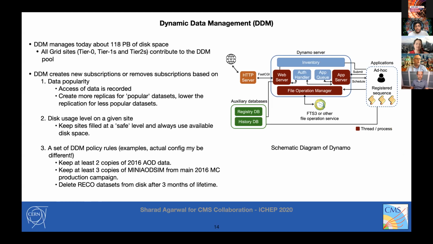DDM works on 3 main policies. The first one is data popularity. It creates more replicas for popular datasets and fewer replicas for less popular datasets. The second is the disk usage level, so we try to keep a safe level and use the available disk space. And the third is a set of policies, for example, keeping 2 copies of particular data at different sites, 3 copies of other data at other sites, and so on.